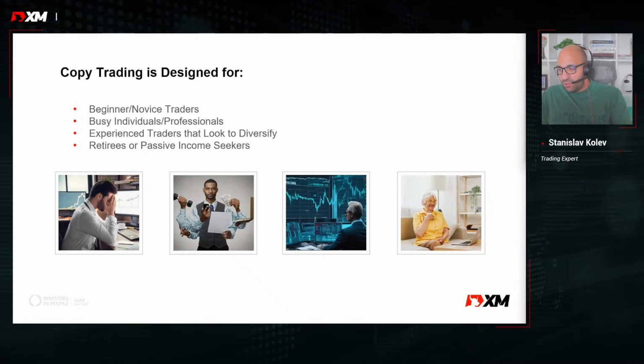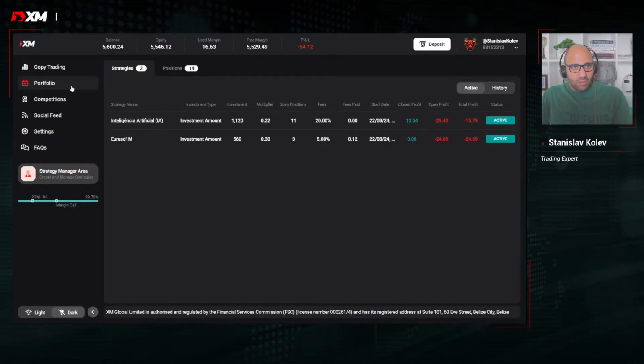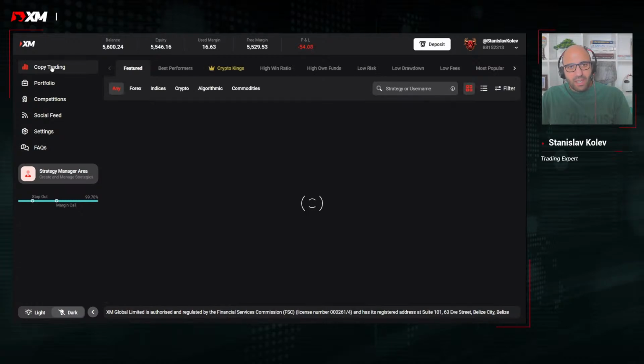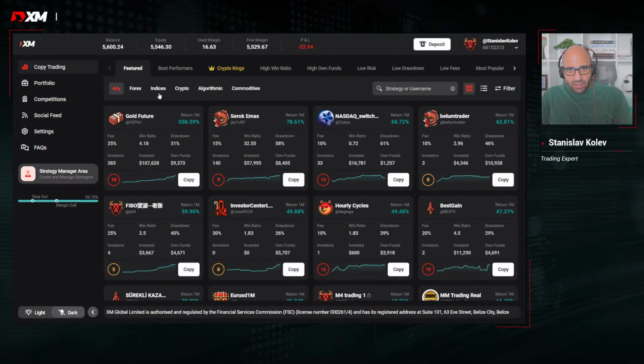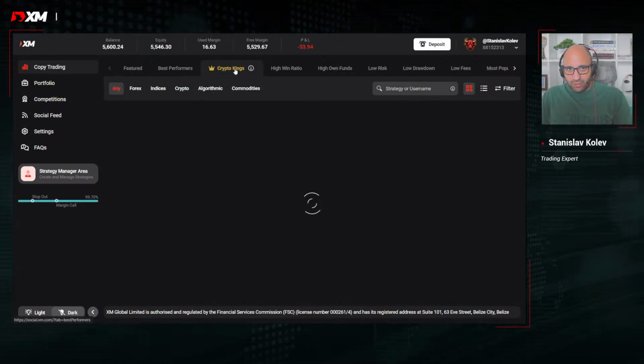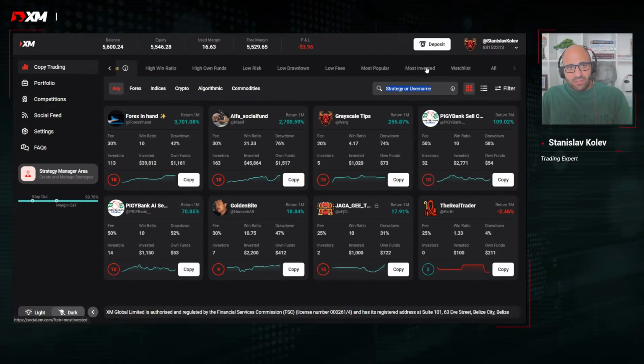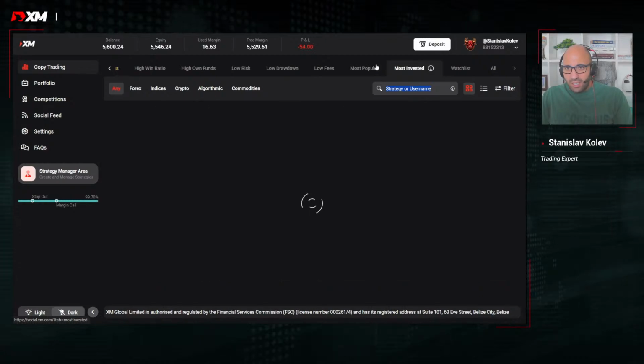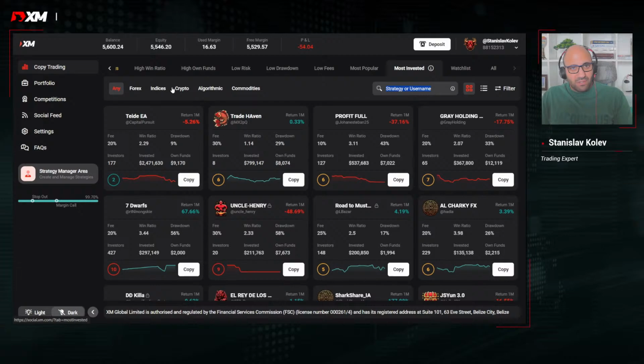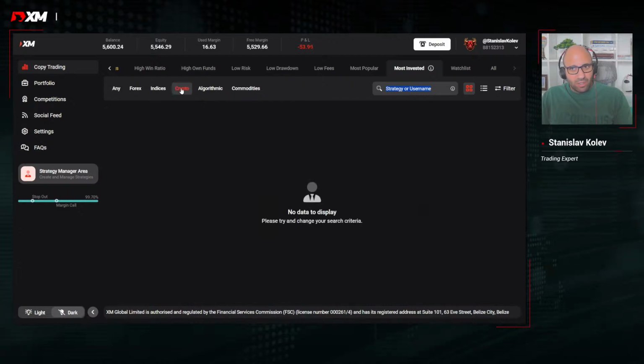So we're getting into the copy trading platform. We go on copy trading, and we are looking in crypto kings. Let's click here. You could see on the upper scroller, you could see most popular, most invested. Actually, most invested is a very good spot. Maybe, and if we go most invested and then select crypto, yeah, we don't have many most crypto invested.